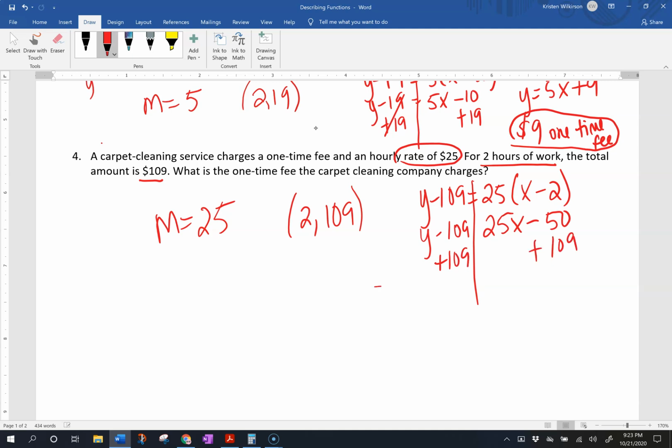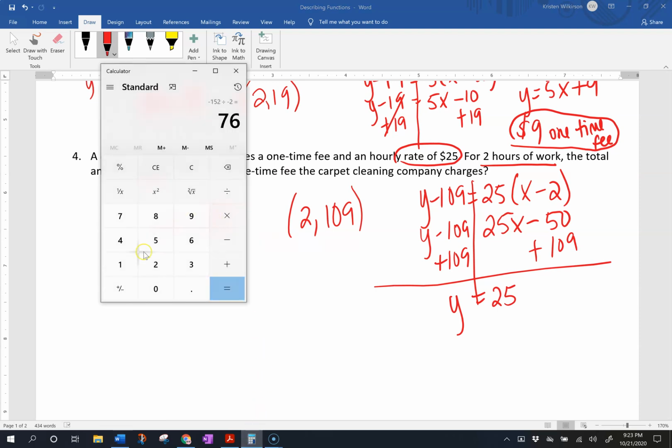Okay, I'm going to add over my 109. It actually didn't affect my y-intercept. That's okay. So 25x, 109 minus 50 would be 1. What is that? I don't know. I'm too tired. 50 minus 109. No, that's wrong. 109 minus 50 is 59.